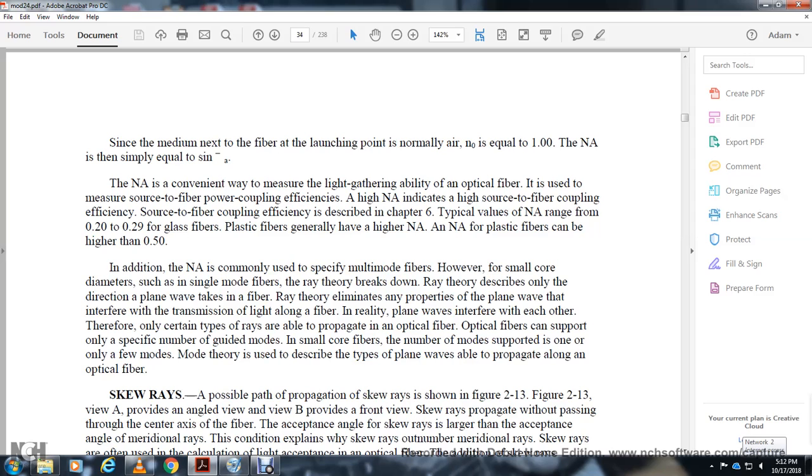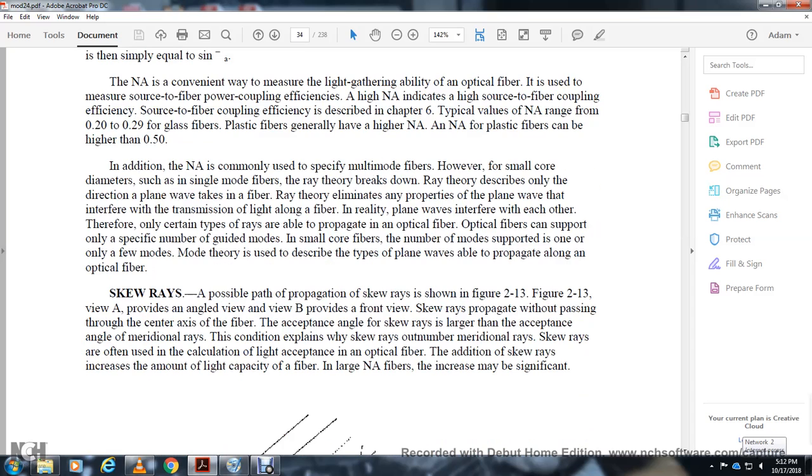However, for the smaller diameter single-mode fiber, the ray theory breaks down, because ray theory describes only the direction of the plane waves. Ray theory eliminates any wave property of the plane wave that interferes with the transmission of light along the fiber. In reality, plane waves interfere with each other, so only a certain type of ray is able to propagate in the optical fiber. Optical fiber supports only a specific number of guided modes. In small core fiber, the number of modes supported is one or only a few. Mode theory is used to describe the type of plane waves that can propagate along the optical fiber.